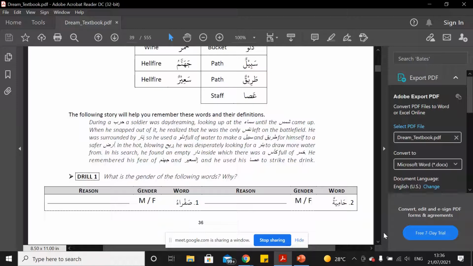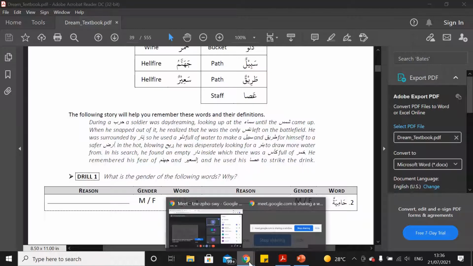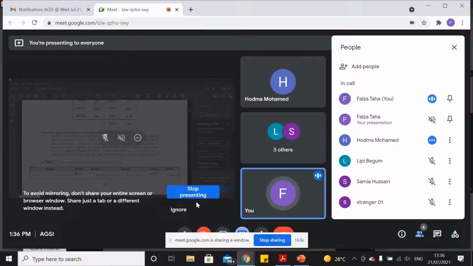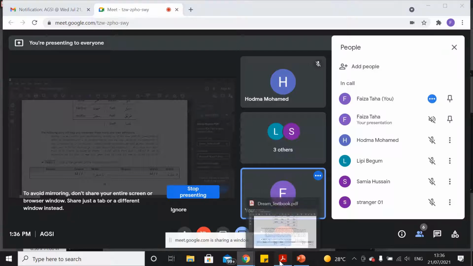Very good, very good. So I think if you just keep on recalling, inshallah ta'ala, you will be able to remember the words that are feminine because the Arab said so.